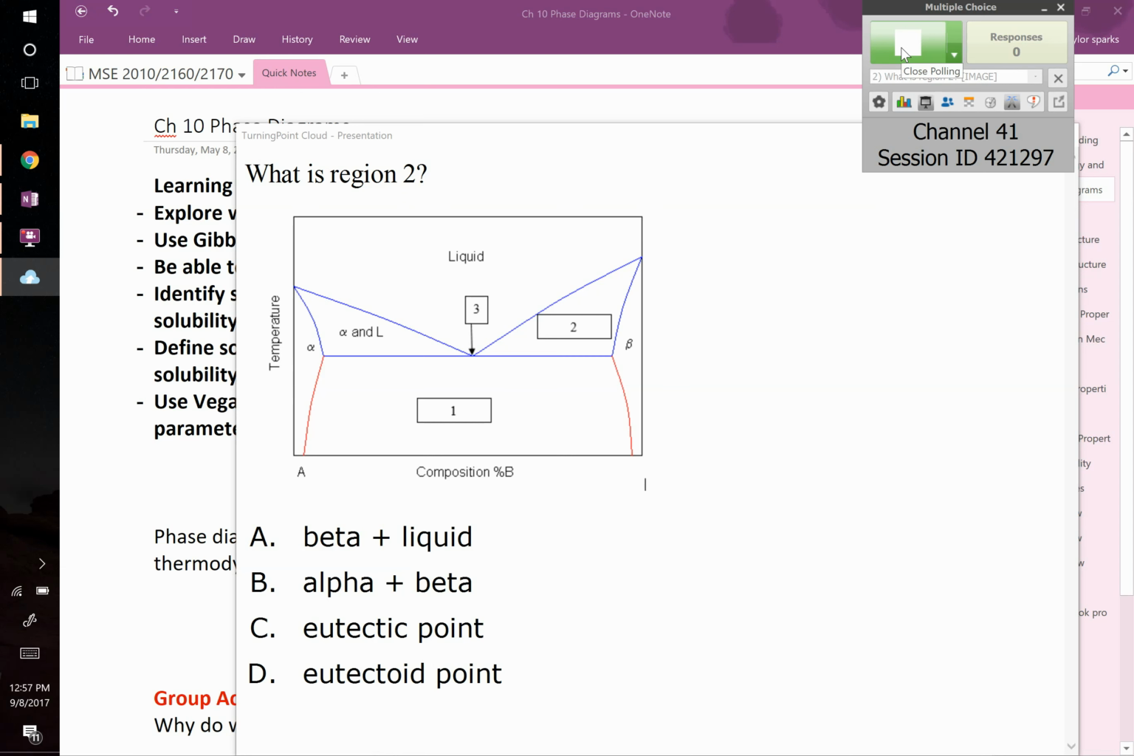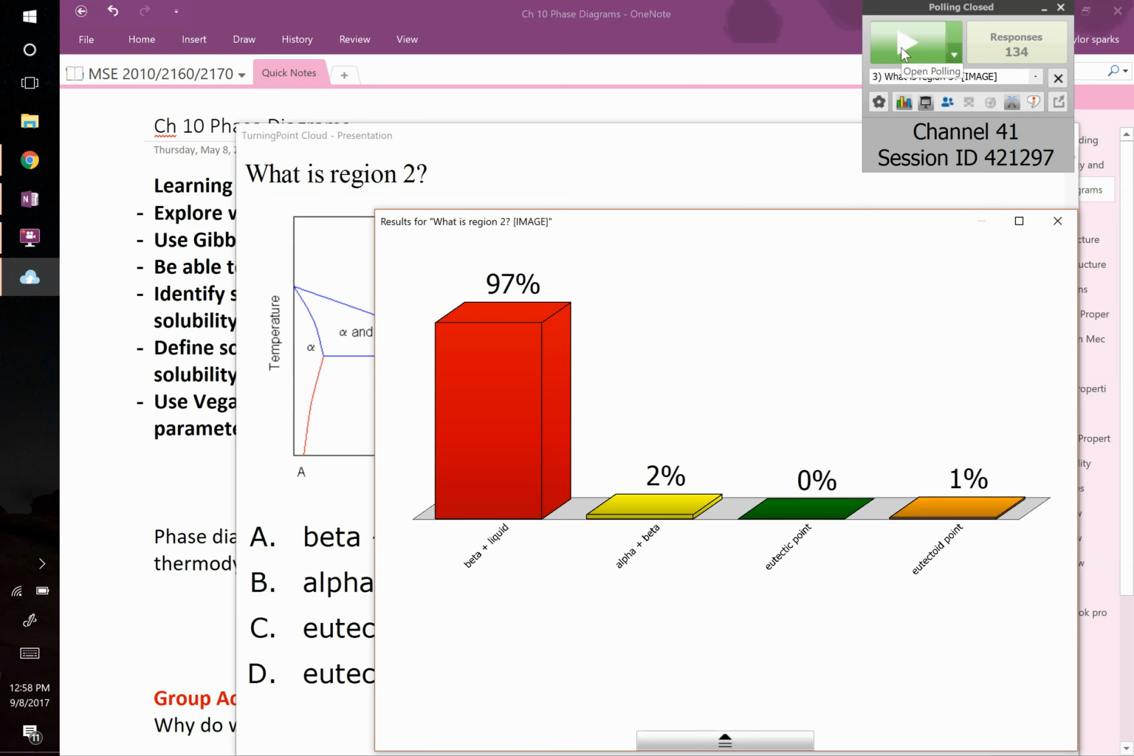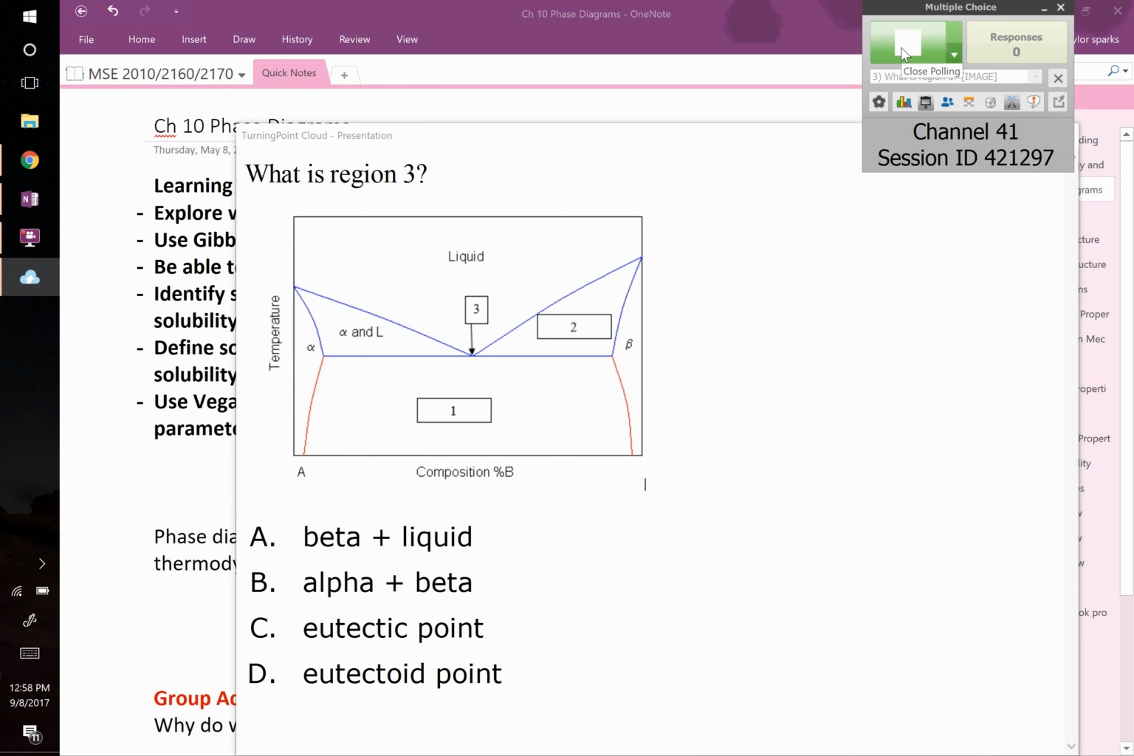What is region 2? Another 10 seconds. This should be straightforward. I'm going to end it. Definitely beta and liquid. And then the last question is, what is region 3? It's technically not a region, it's a point, if that makes your answer any easier.